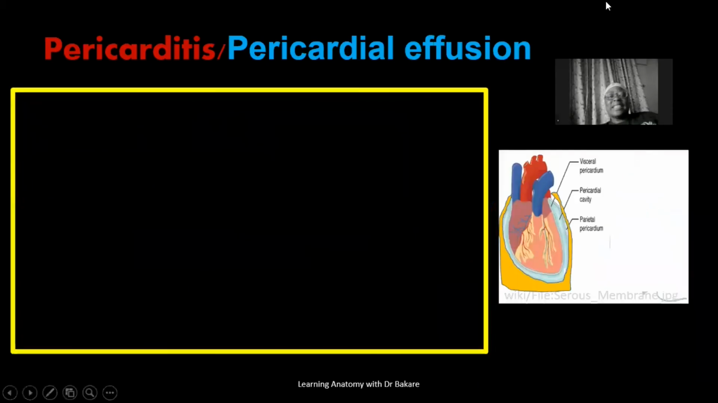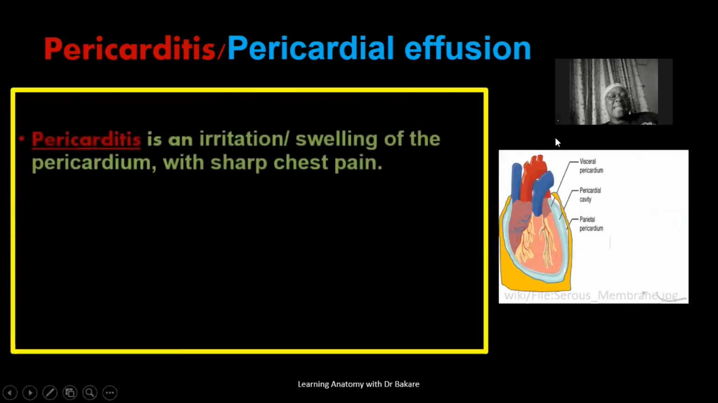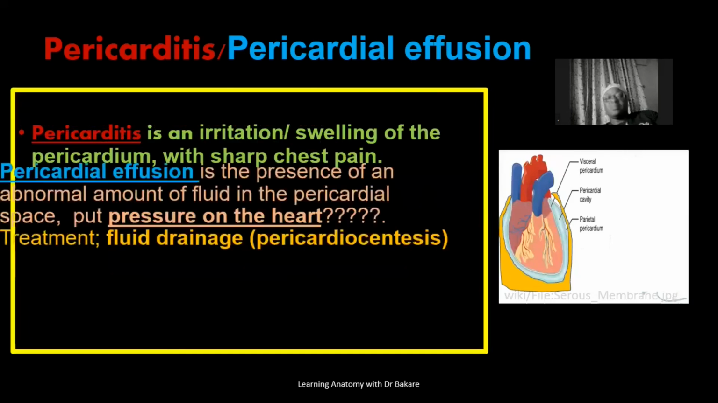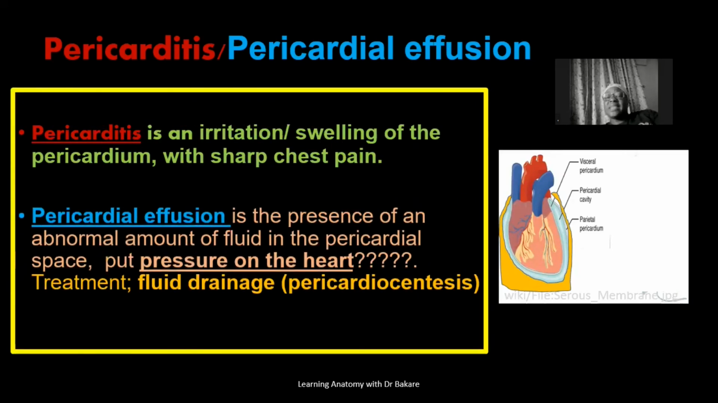So let's look at this clinical anatomy, pericarditis and also pericardial effusion. Pericarditis is an irritation or swelling of the pericardium. It is specific to the pericardium, and it's seen to occur with sharp pain around the chest region. Pericardial effusion is the presence of an abnormal accumulation of fluid in the pericardial space, and this will tend to put pressure on the heart. And why it does this can also be related to the fact that the fibrous pericardium is tough. It cannot be expanded. It is not stretchy.